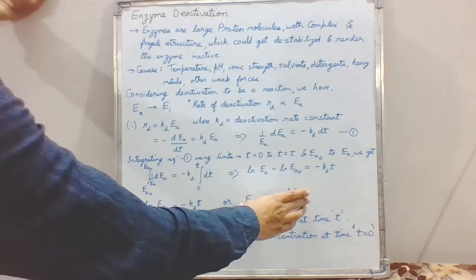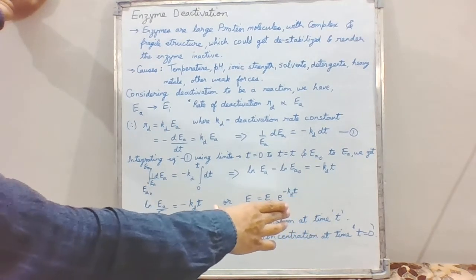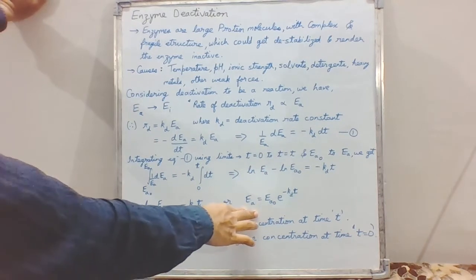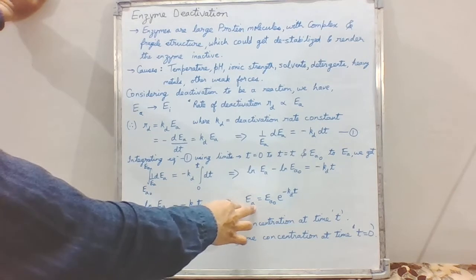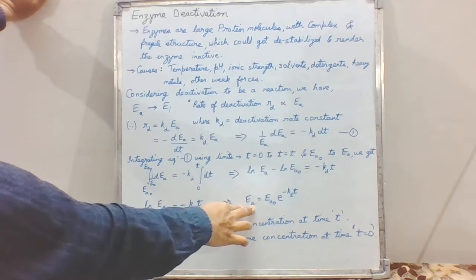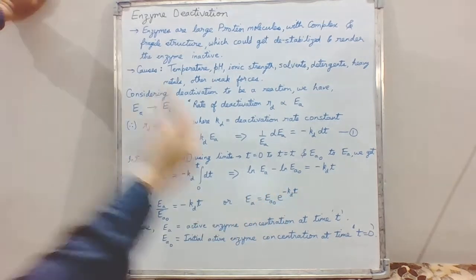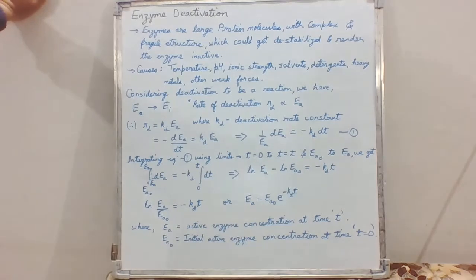The rate of deactivation would be higher for a high amount of active enzymes, and it would decrease exponentially. So the more active enzyme we have initially, the higher the rate. And the more time we spend during the deactivation process, the fewer active enzymes we will encounter, exponentially.